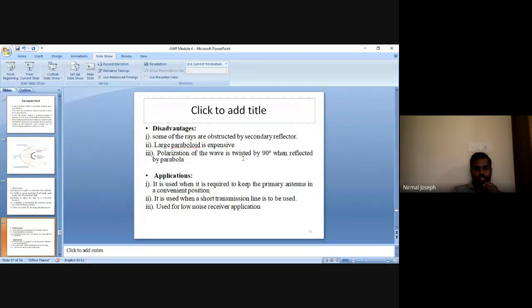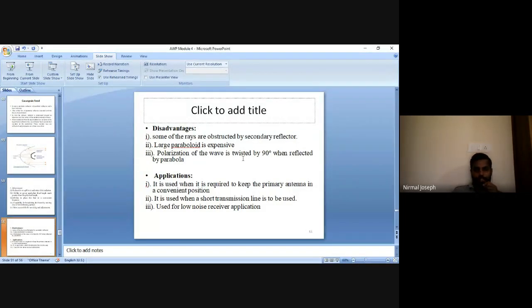Polarization of the wave is twisted 90 degrees when reflected by the parabola. That is also there, so it can interfere. But since the waves are plane waves, the chance of interference is less. So it's just a minor disadvantage. You can just note it.